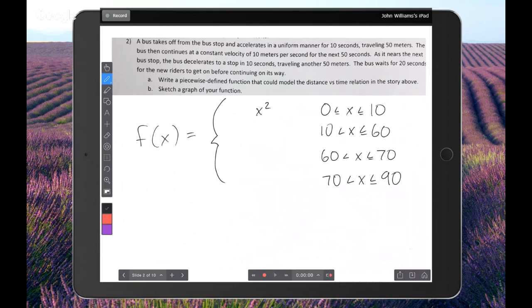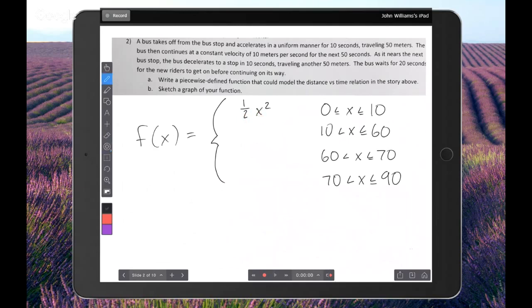We know that the input 10, when I plug 10 in, I should get out 50 seconds. So 10 squared is 100. 100 isn't 50 seconds. That's not what I want. So when I plug in 10, in order to get 50, I'm going to take half of x squared. When I plug in 10, 10 squared is 100. Half of that is 50. Cool. So I have a constant acceleration piece.